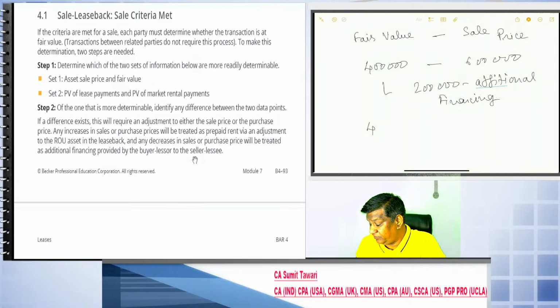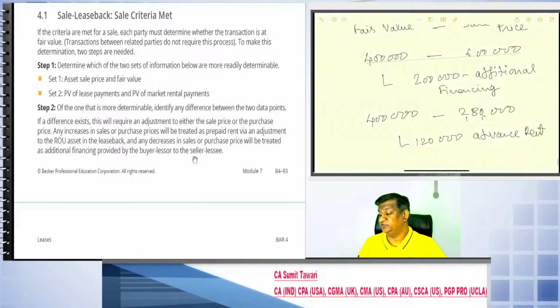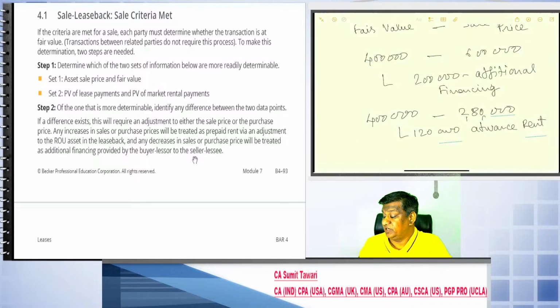Okay, if the fair value is 400,000 and the sell price is 280,000, the remaining 120,000 we need to consider as advance rent. So if the asset value is 400,000 but I'm getting 600,000 from the buyer, that means 200,000 is considered as additional financing. But if the asset value is 400,000 and I'm getting a decreased value, then I need to consider this as basically the advance rent paid by me.